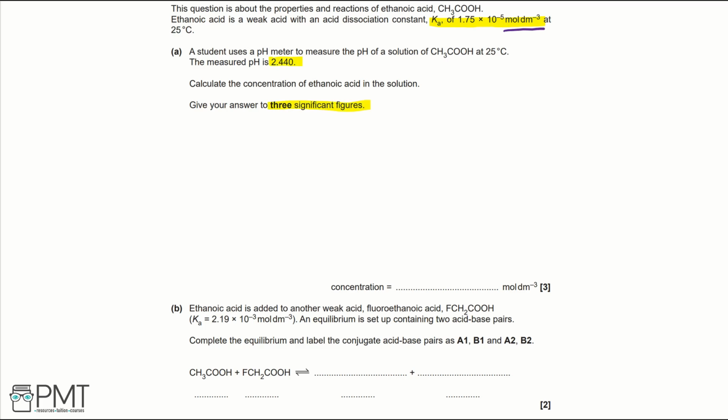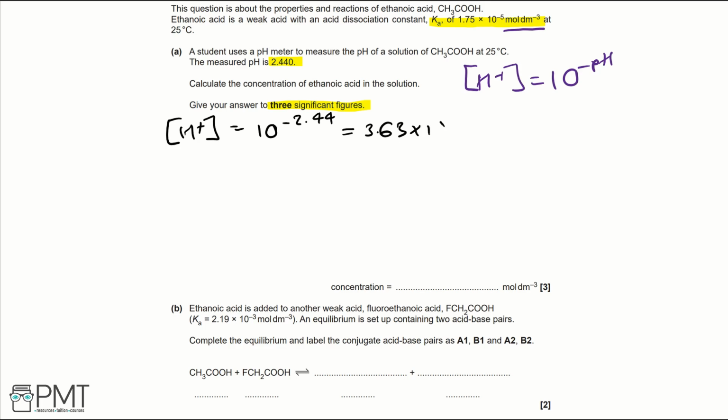Firstly, we can use the equation: the concentration of H plus equals 10 to the negative pH. If we apply this equation, the concentration of H plus ions is 10 to the negative 2.44, which gives us a value of 3.63 times 10 to the negative 3 moles per decimeter cubed, because the square brackets mean concentration.